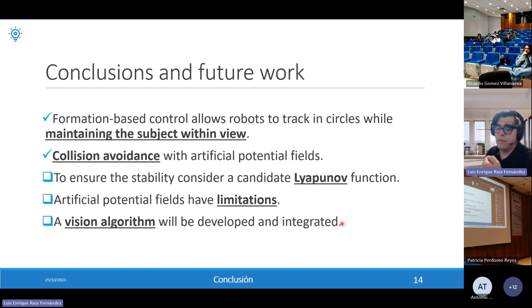As I said in the problem statement, we have the assumption that the robots are estimating this relative information, position and velocity. But how are the robots going to estimate that? Well, with the vision algorithms that we are developing to integrate into the robots. So thank you.